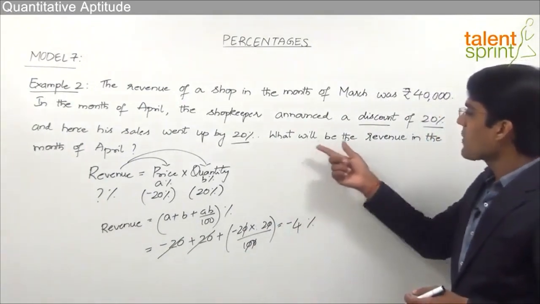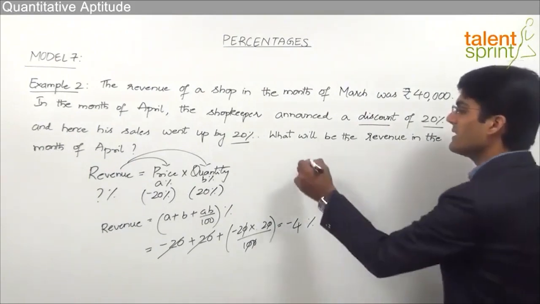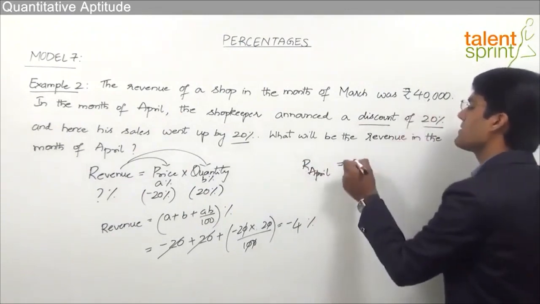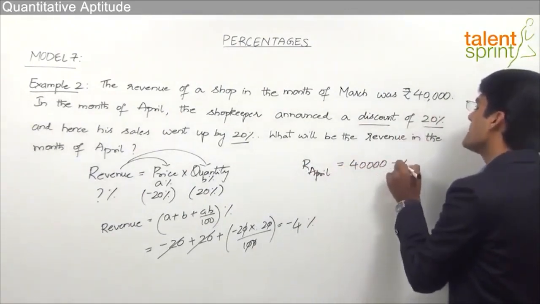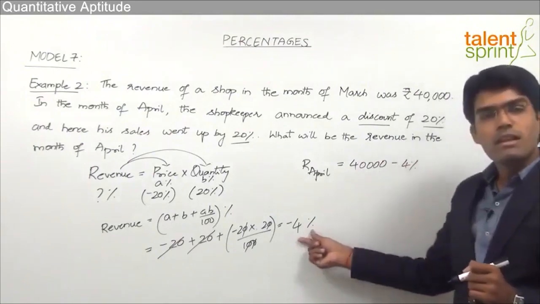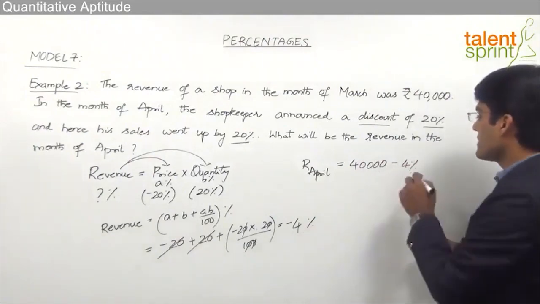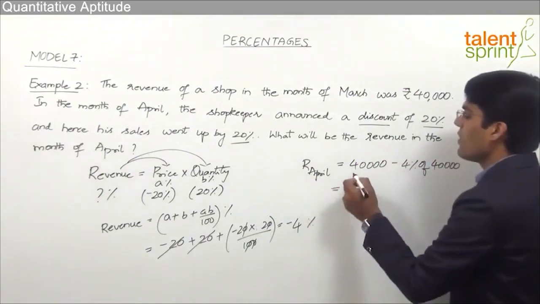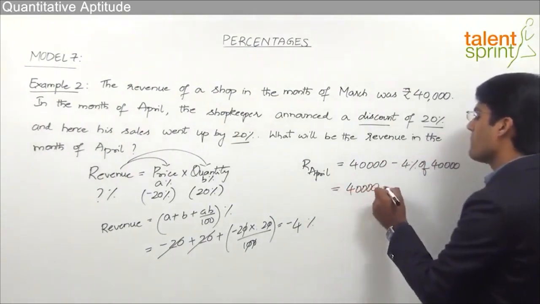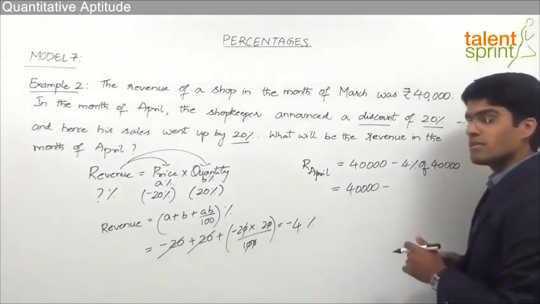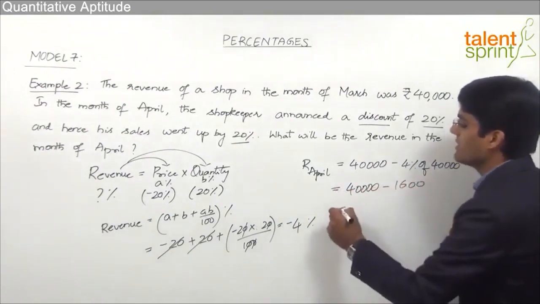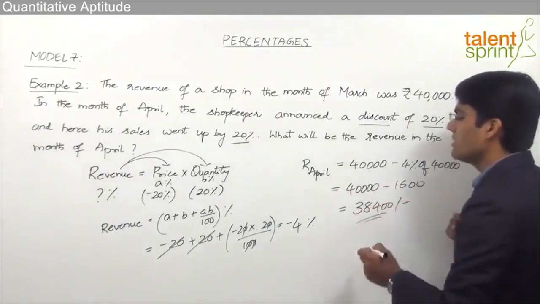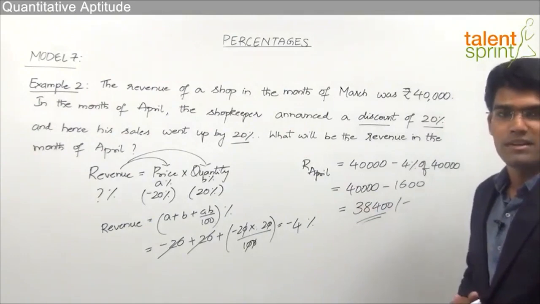And as the question says, what will be the revenue in the month of April? We can say that the revenue in April should be equal to the original revenue, that is 40,000 minus 4%. Why? Because the change has been a decrease of 4%. So minus 4% of the same 40,000. So this will be equal to 40,000 minus 4% of 40,000, which is 1600. So this is 38,400. So the revenue in the month of April will be 38,400 rupees.